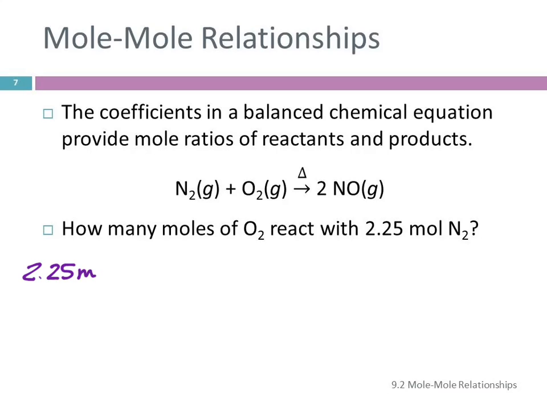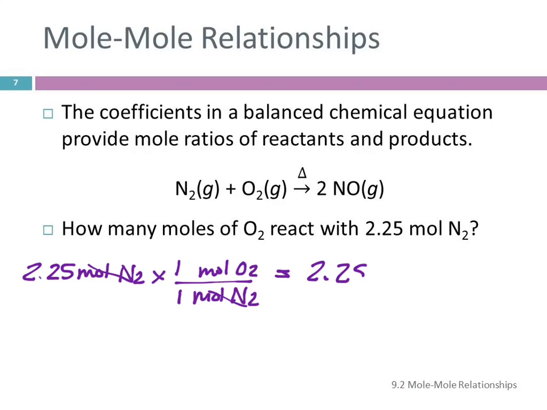2.25 moles of nitrogen. We want to figure out how many moles of oxygen, and we can divide by moles of nitrogen. This is a ratio of moles, a mole ratio, and the equation tells us what it is. There's no subscripts here, but we understand those to be ones. 1 mole of this to 1 mole of that. 1 mole of nitrogen for every 1 mole of oxygen. So these units cancel out, and we end up with 2.25 moles of oxygen.